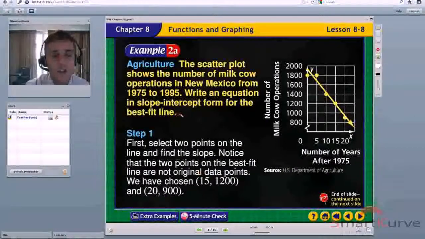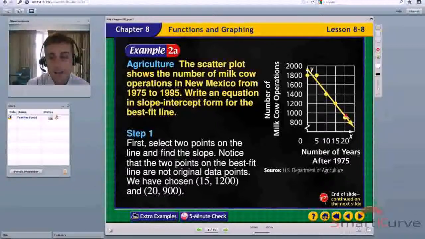The scatter plot shows the number of milk cow operations in New Mexico from 1975 to 1995. Write an equation in slope-intercept form for the best fit line. Step 1, first select 2 points on the line and find the slope. Notice that the 2 points on the best fit line are not original data points. We've chosen (15, 1200) and (20, 900).